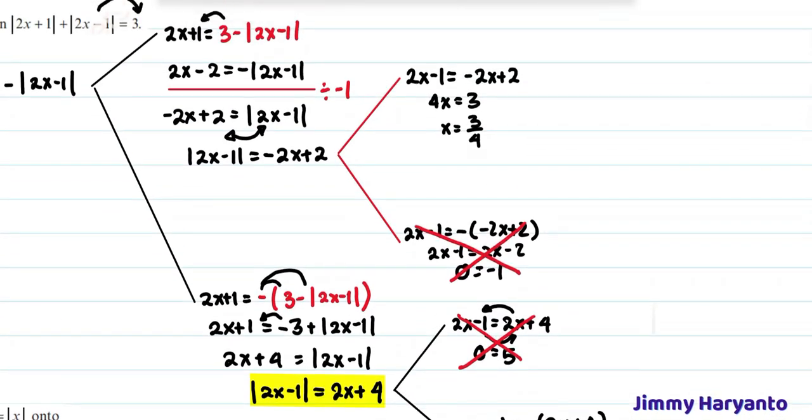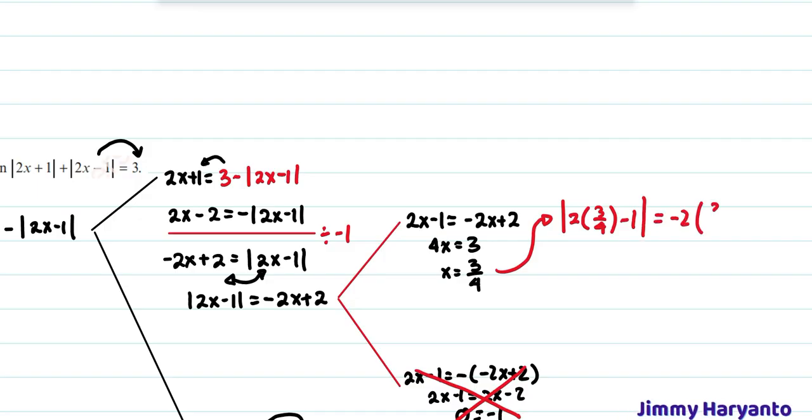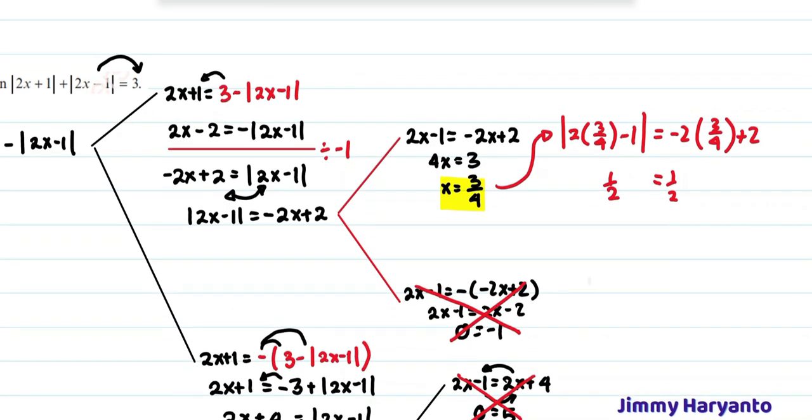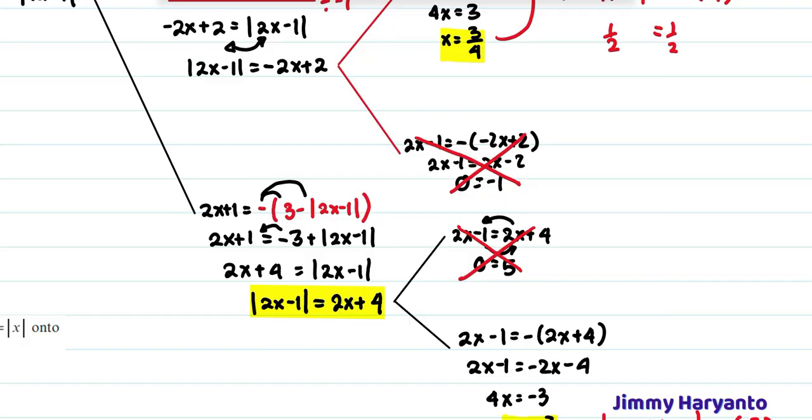Next is this one. I have to double check this one also. That means 2 times 3 over 4 minus 1 equals to negative 2 times 3 over 4 plus 2. For this one, you don't have to put it into the first questions, just put it into this one. Let me calculate it first. Okay, this one also the same, equal. That means this one also the solution. So there are two solutions in this question, which is 3 over 4 and negative 3 over 4.